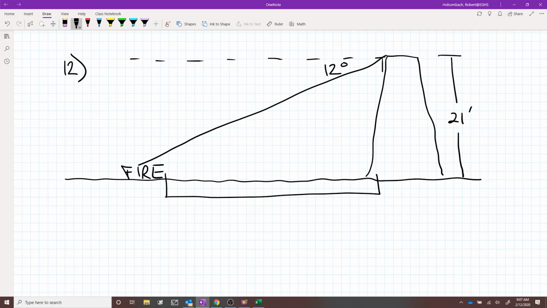We're saying that the tower and the ground are perpendicular to each other, and they will intersect at 90 degrees. So we take this 12-degree measure and we move it to here because these are alternate interior angles. So what you've got is this 12-degree angle. You've got the opposite side of a triangle, which is 21 feet. You need the adjacent side of this right triangle.